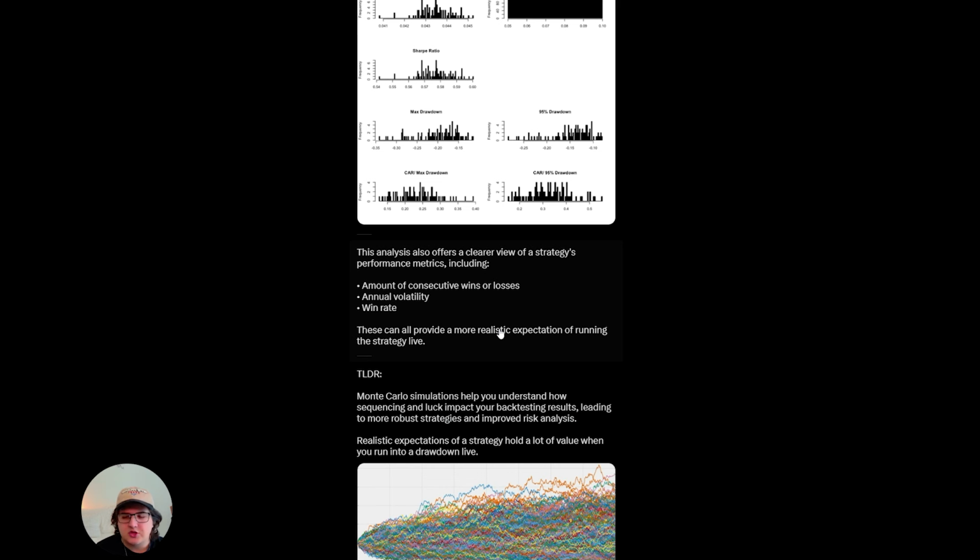Win rate, I find useful simply because I like to view win rate as sort of the strength of the predictive signal. Now, that's not necessarily true if you're doing a low win rate, high R strategy, but most of the time I'm doing higher win rate strategies. So I like to look at win rate and see how it's affected over time. That also helps me understand when a strategy is no longer working, if the win rate has severely dropped. These can all provide a more realistic expectation of running the strategy live.